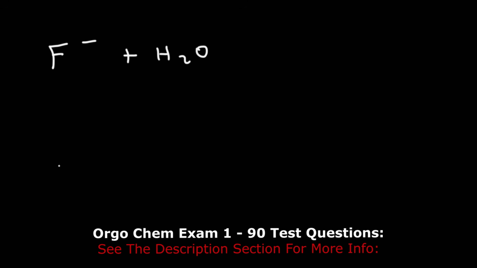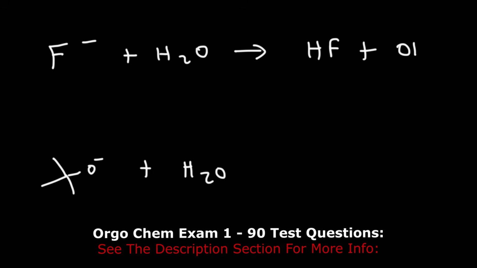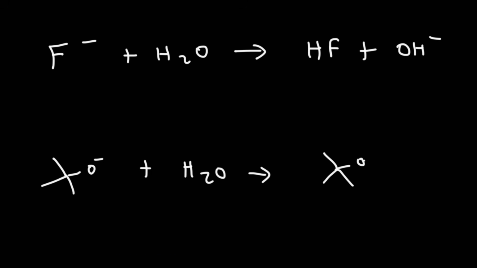Now let's look at bases. Which base can we use in an acid-base reaction with water being a solvent? Would you say fluoride or terbutoxide? When fluoride reacts with water, it will create HF and hydroxide. When terbutoxide reacts with water, it will create terbutanol and hydroxide.